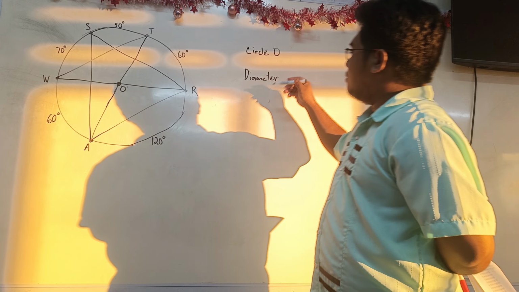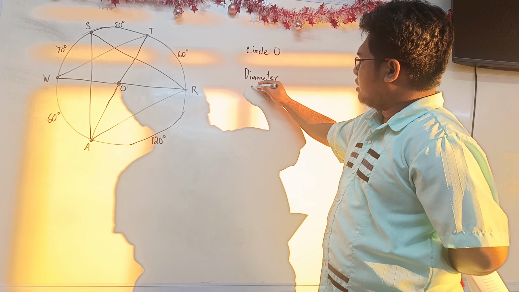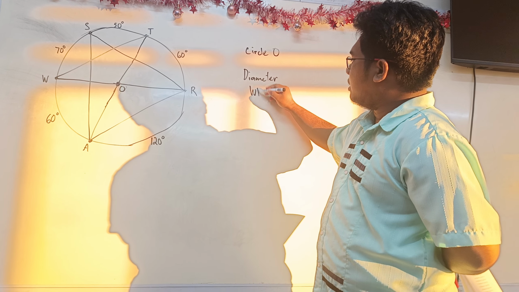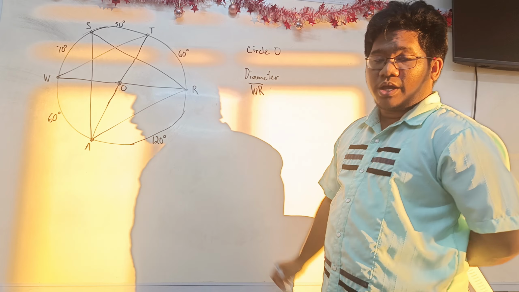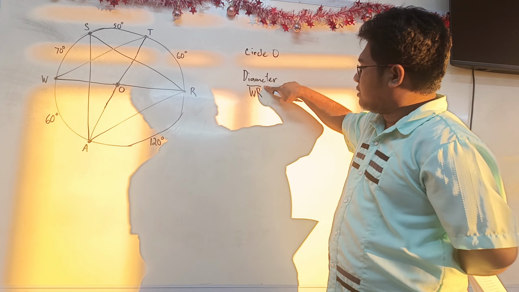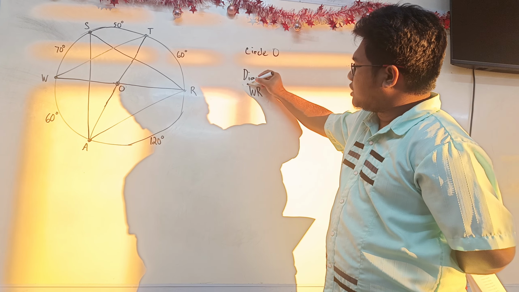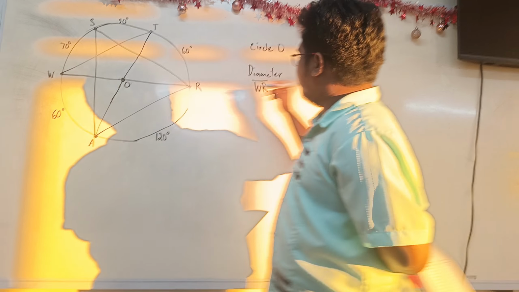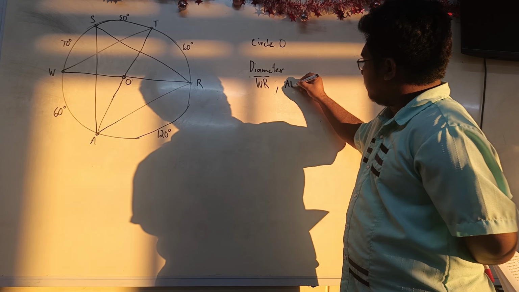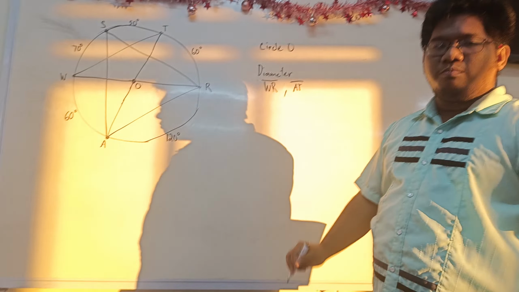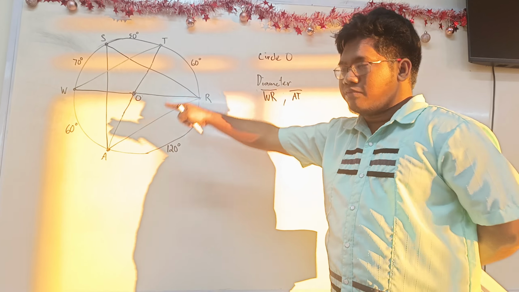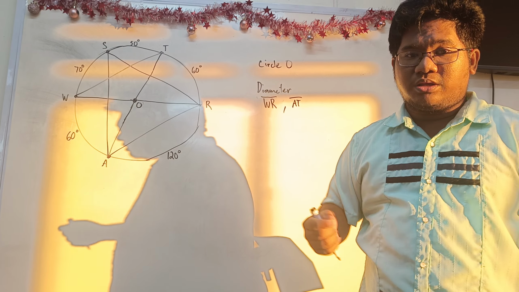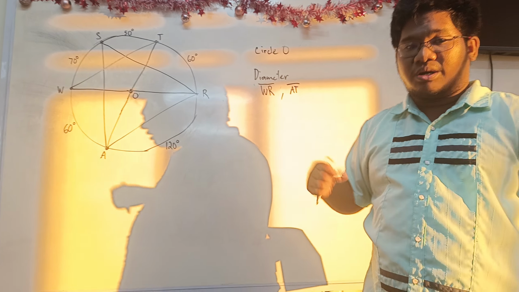So the first line, we have segment WR. Don't forget to put yung line sa taas. Ibig sabihin, kapag may line sa taas, we are referring to a line sa ating circle. And then the second one is A to T. Sir, pwede po bang baliktad yung pagkakalagay namin? Halimbawa, R to W and then T to A. Okay lang naman, dahil they have the same description naman.